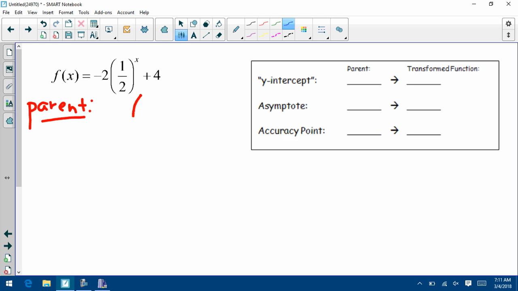1/2 to the x, okay. I'm hearing a lot of 1/2 to the x's. Why would that lose you a point on the test tomorrow? Because that's not a parent function, that's a parent expression. You need to write y equals or f of x equals.